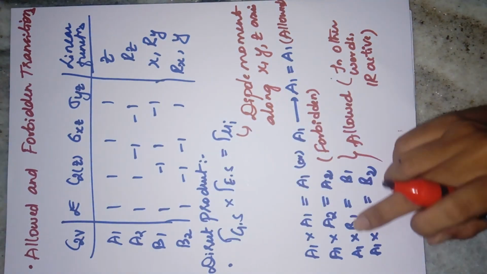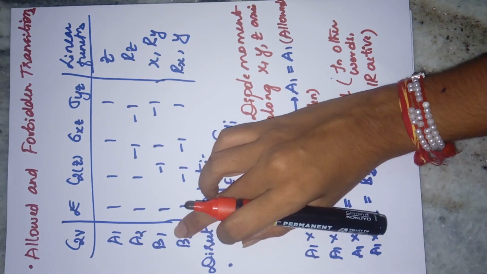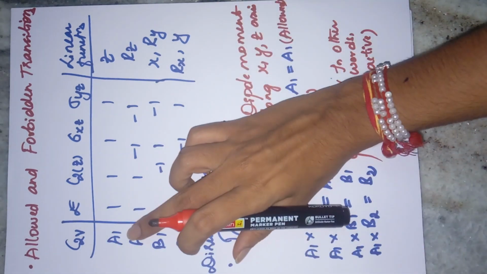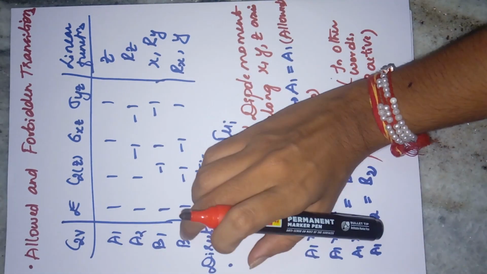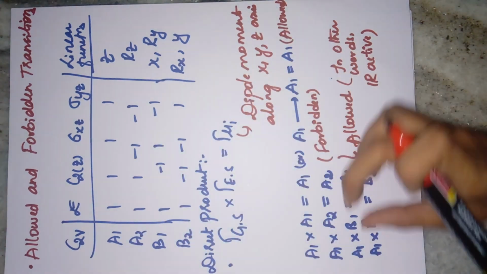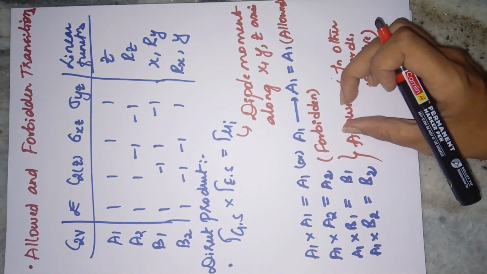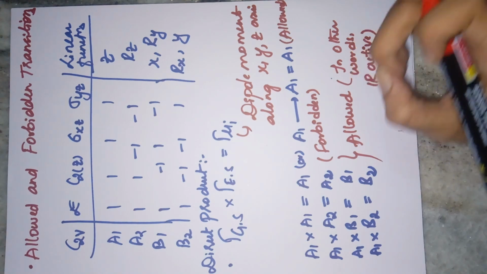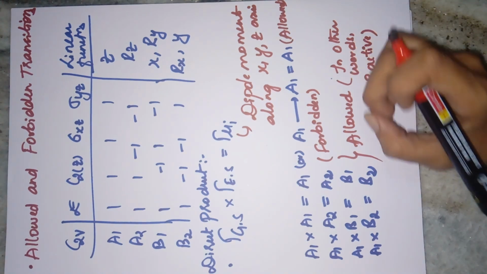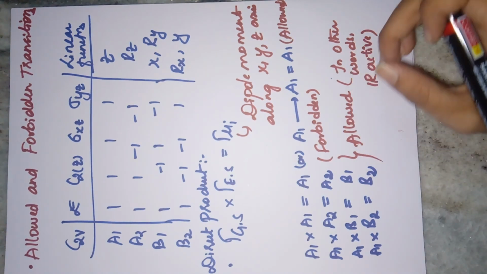Let's say a1 to b1. You may be given any two. You may be given a2 to b1, b1 to b2, b2 to a1, anything. Just calculate the resultant and then see if it is allowed along the xyz axis or not. In other words, if it is allowed, it is IR active.